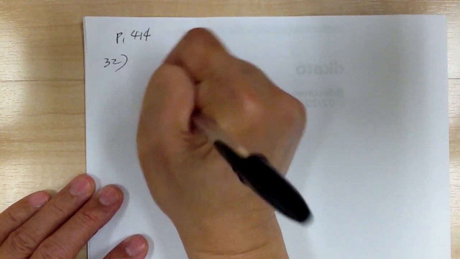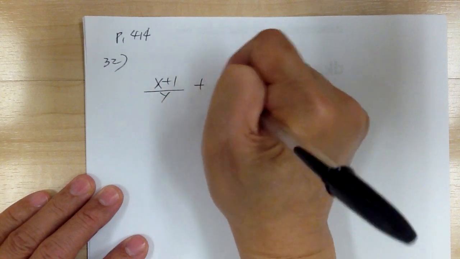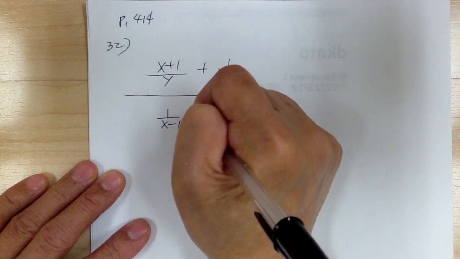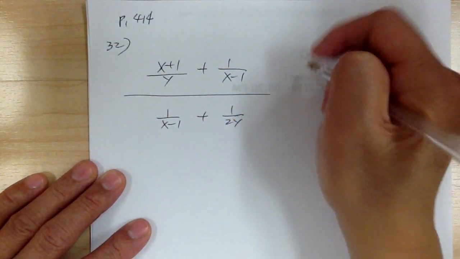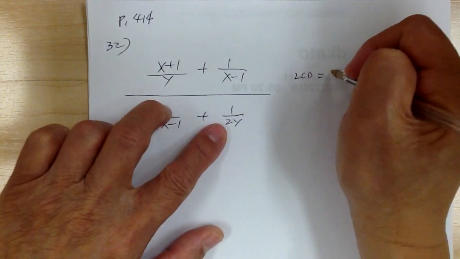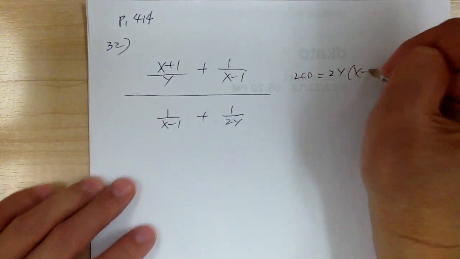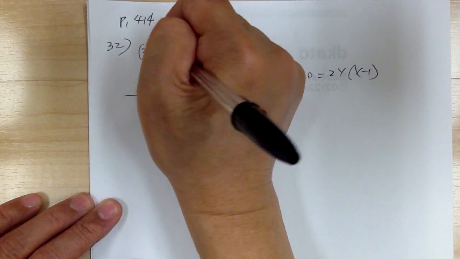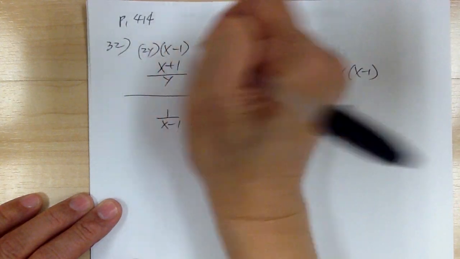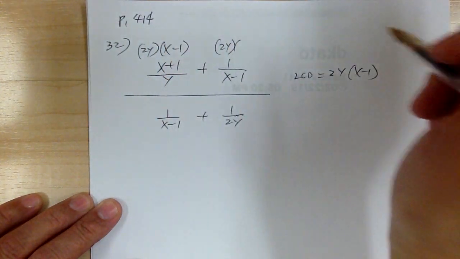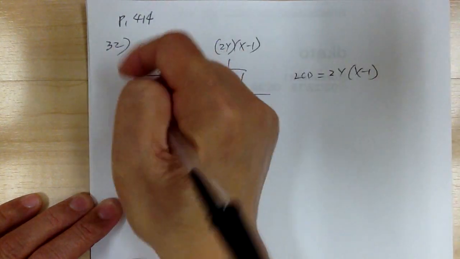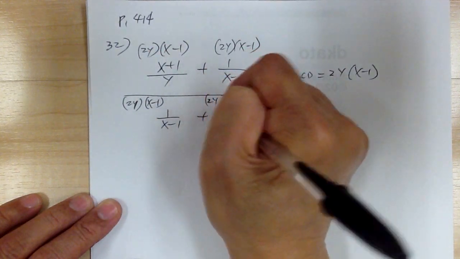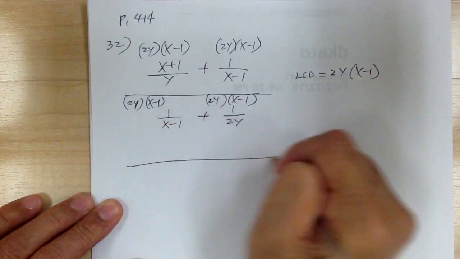You have x plus 1 over y plus 1 over x minus 1, divided by 1 over x minus 1 plus 1 over 2y. So again, over here, your LCD, the number is going to be 2, the alphabet is y, and the group is x minus 1. Okay, so that's your LCD. So that's what you need to multiply. So you've got 2y, x minus 1, multiplied by each term. Okay, so get your fraction ready.